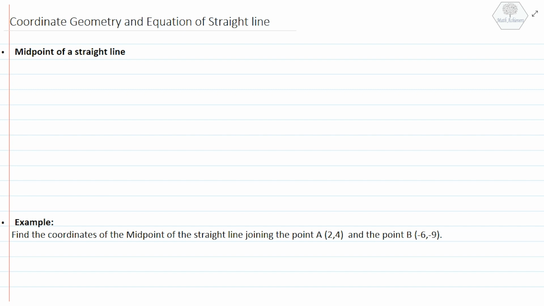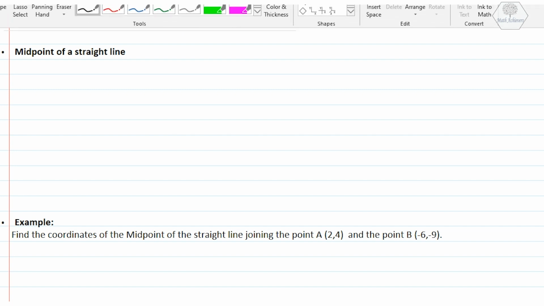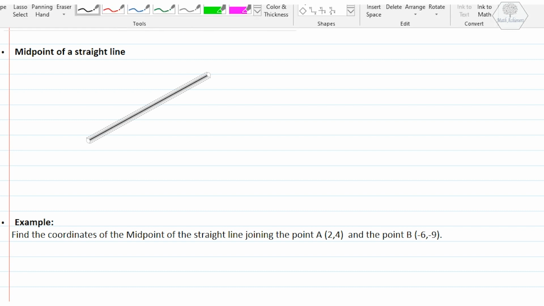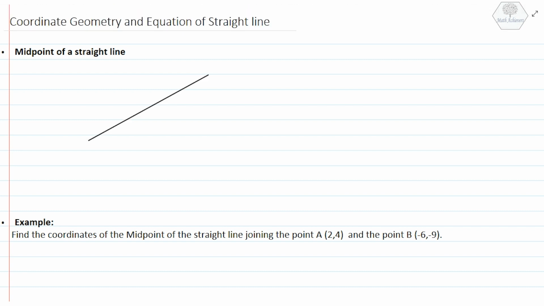Now, if I have a straight line, say I'm having this straight line, and I have the points on the straight line. This is point A that has the coordinate x1 with y1. And I have this point B which has the coordinate x2 with y2.